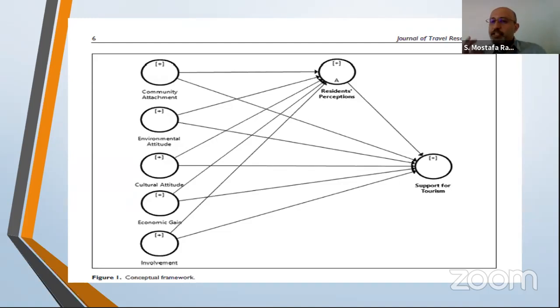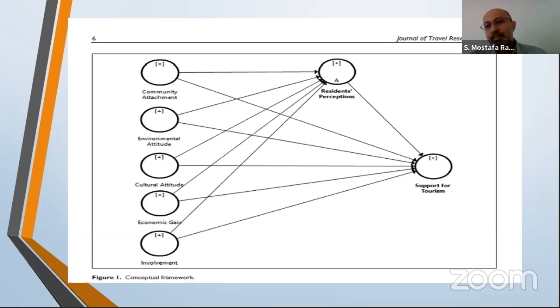Again, look at the definition and concept. Resident perception transfers the effect of community attachment on support. So community attachment influences support through resident perception. Based on this hypothesis, what do we need to have from theory and previous study?